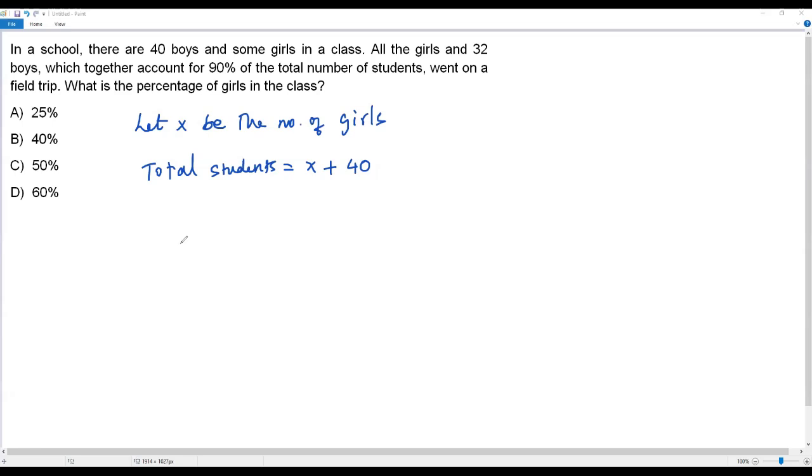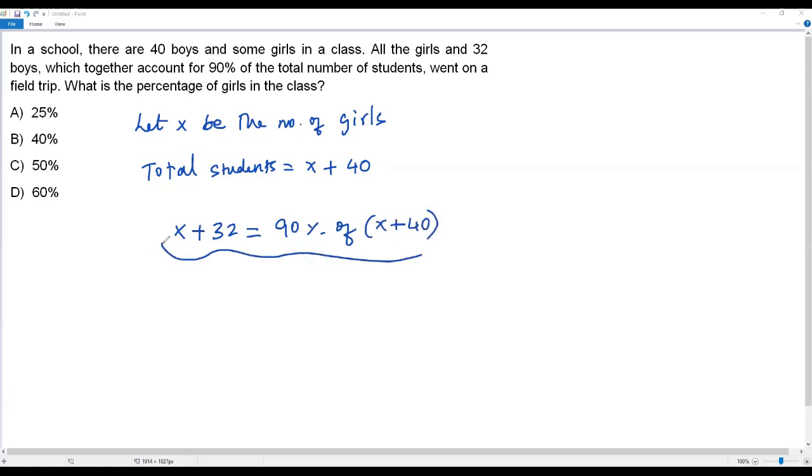Now let's find the number of students who went on the trip. All the girls means x, plus 32, where 32 is the number of boys. So this expression represents the number of students who went on a field trip. According to the question, that number equals 90% of the total number of students. That is, 90% of the total number of students, x plus 40. Already we got it.